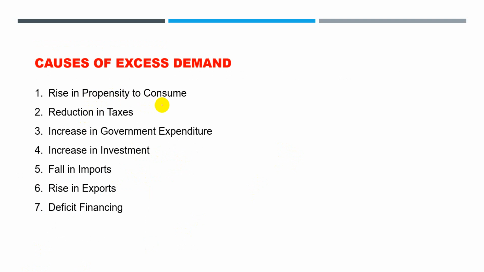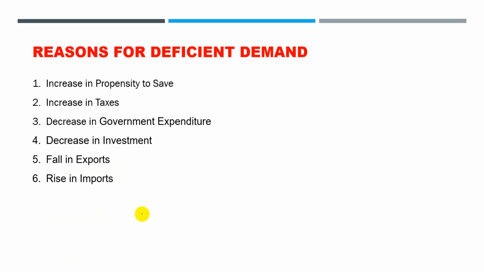The causes of excess demand, as we have already said: rise in propensity to consume, reduction in taxes, increase in government expenditure, increase in investment, fall in imports, rise in exports, and deficit financing. Reasons for deficient demand: increase in propensity to save, increase in taxes, decrease in government expenditure, decrease in investment demand, fall in exports, rise in imports.